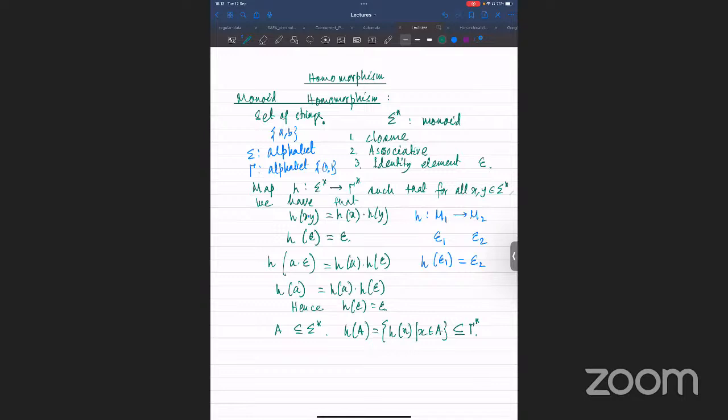And for B, which is a subset of gamma star, we are defining h inverse of B. So this is the inverse homomorphism. What is h inverse of B?